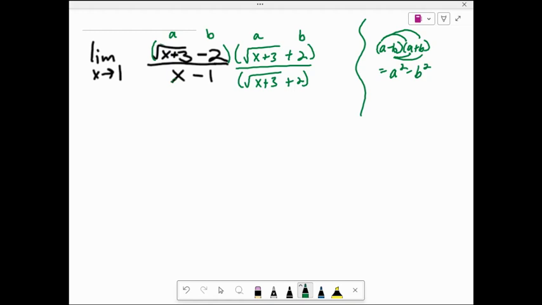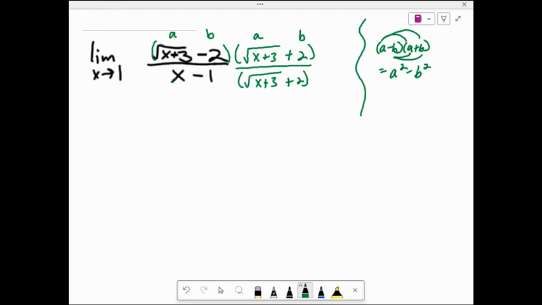And that way, all we get are perfect squares. And that way, the square roots will go away. If we just tried square root of x plus 3 minus 2 times square root of x plus 3 minus 2, we would have middle terms that still had radicals, and then we wouldn't have gotten anywhere. Okay, we're good.